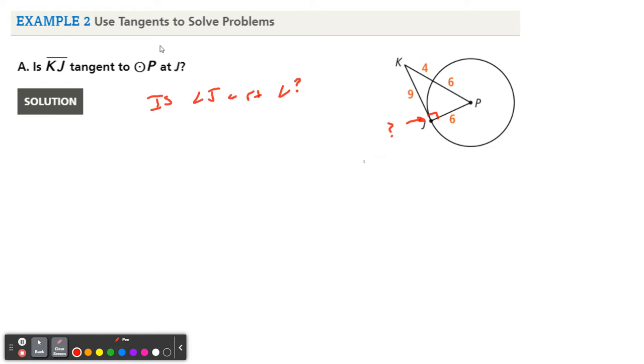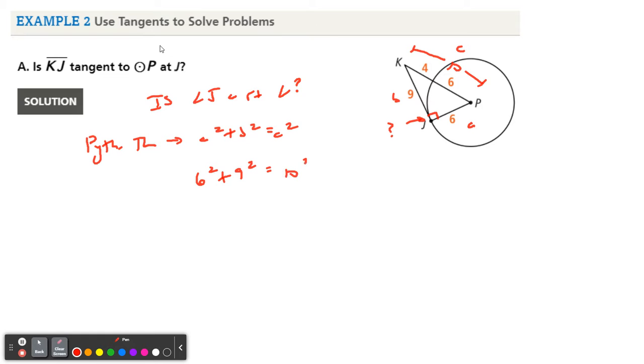In order to show this, we're going to use the Pythagorean Theorem, right? Because if there's a right angle, then it'll be a right triangle. So remember the Pythagorean Theorem, our good old friend, a squared plus b squared equals c squared. In this picture, the 4 and the 6 would have to be c. That's 10, right? Add them. That would have to be c. I'll let 6 be a and 9 be b.